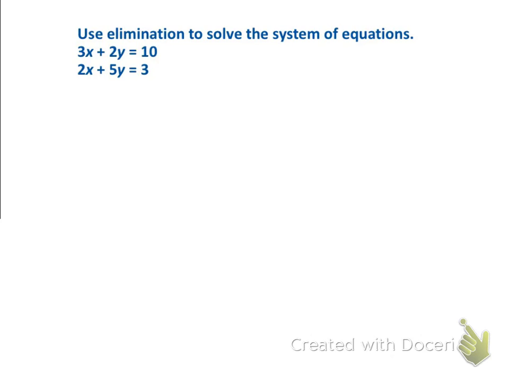So as I'm looking at it, I see two options. I can either multiply the top by 2 and the bottom by 3, and that'll end up with a 6x. Or I could multiply the top by 5 and the bottom by 2 and end up with a 10y. Either option's going to work for you. So I'm going to go with the 10y. That gives me 15x plus 10y equals 50, and 4x plus 10y equals 6. I see I need to do some subtraction here.